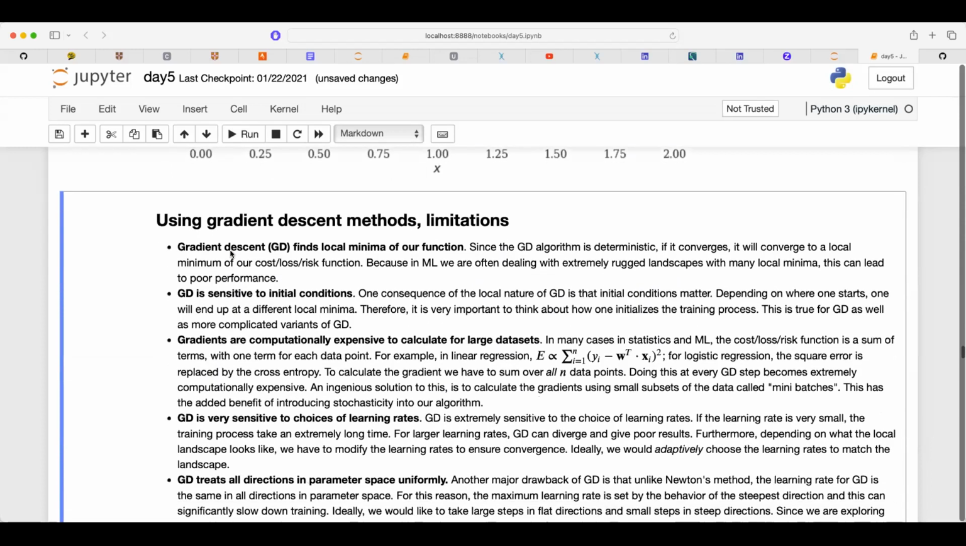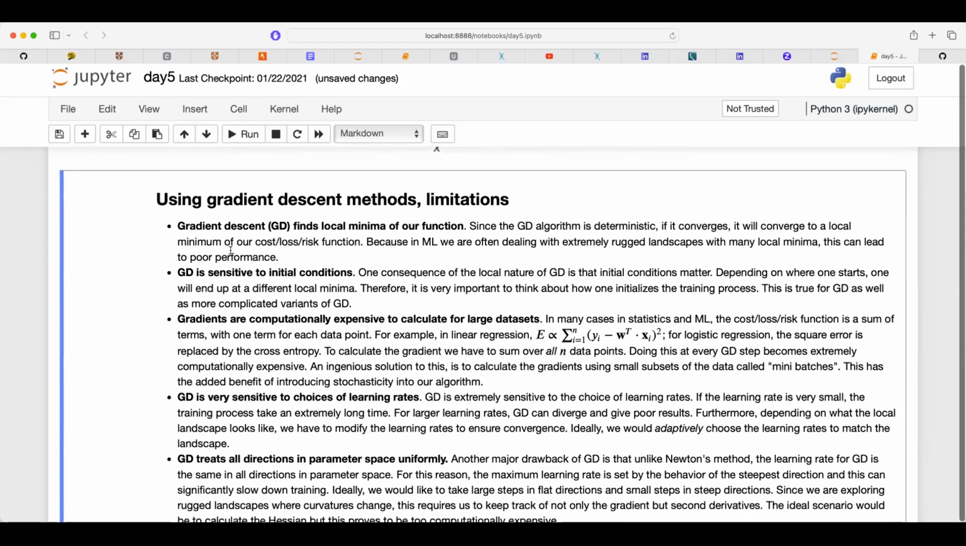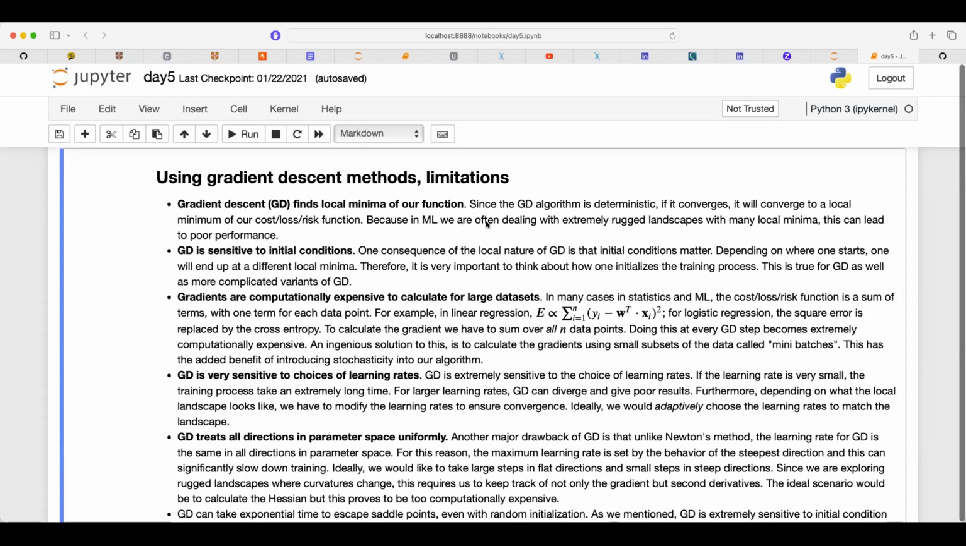So if we now summarize this, tomorrow what I wanted to discuss in a regular lecture is what's called stochastic gradient descent. And I'm also going to discuss momentum-based methods. But if you look at the summary here, these algorithms are able to find the minimum of a function. It normally converges to a local minimum or a global minimum.